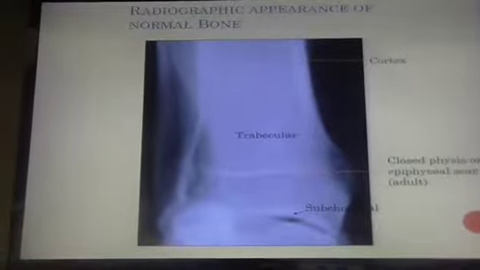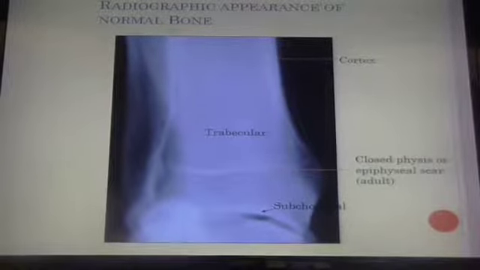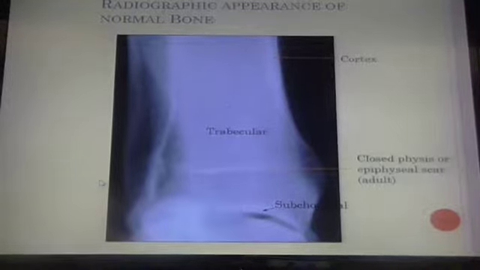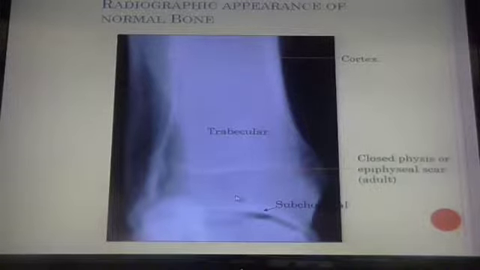...referred to as subchondral sclerosis. Bones typically are more trabecular. You can see the really nice porous trabeculation within the medullary cavity and in the epiphysis. And then the cortex, of course, is more dense.